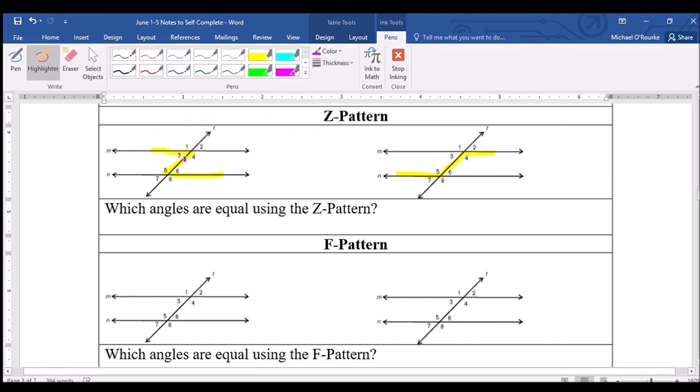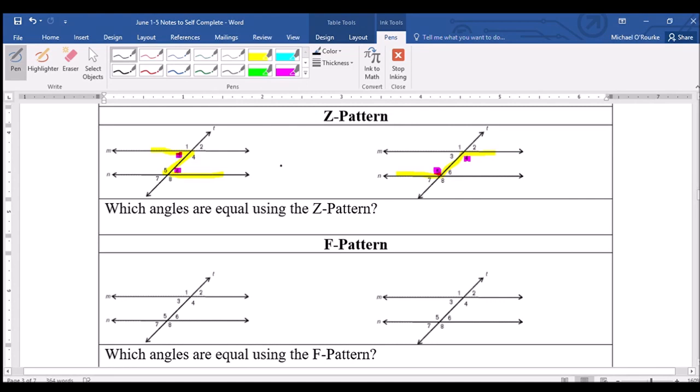In this case, if you want to call it the most basic thing, it's the armpit angles that are equal. So what do you mean by armpit angle? Well, this 3 is kind of the armpit of the Z here. So that 3 is equal to the 6. So whatever measure that 3 is, that 6 is also equal. So over here, the 4 would be equal with the 5. Okay, and that's Z pattern.